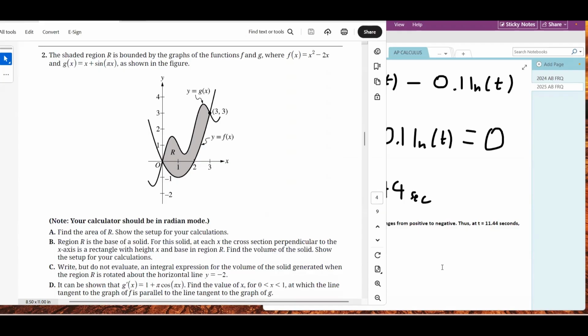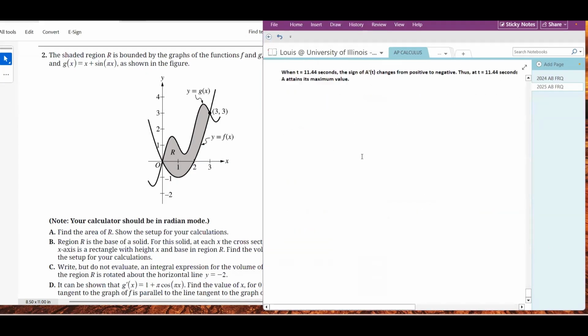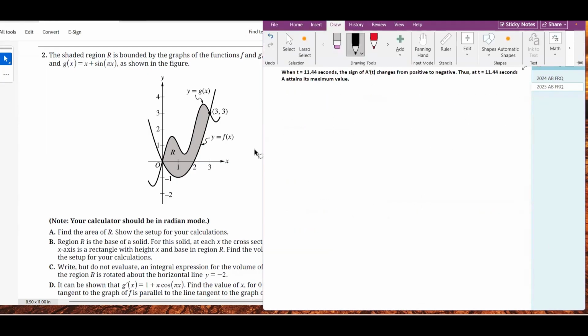The shaded region R is bounded by the graphs of functions f and g, where f of x is equal to x squared minus 2x and g of x is equal to x plus sine pi x, as shown in the figure. Find the area of R. Show the setup for your calculations. Okay, so we're going to go to question 2 here.